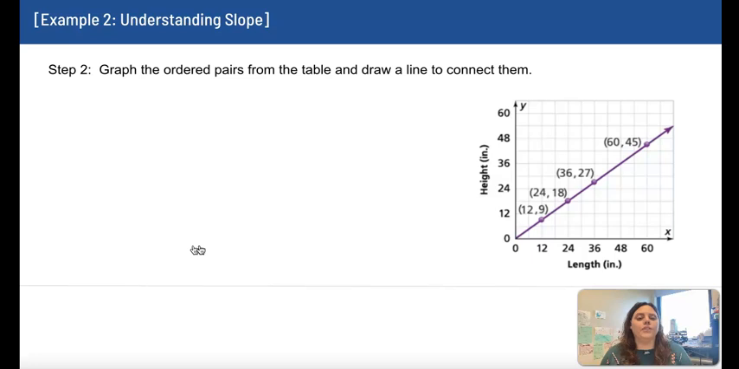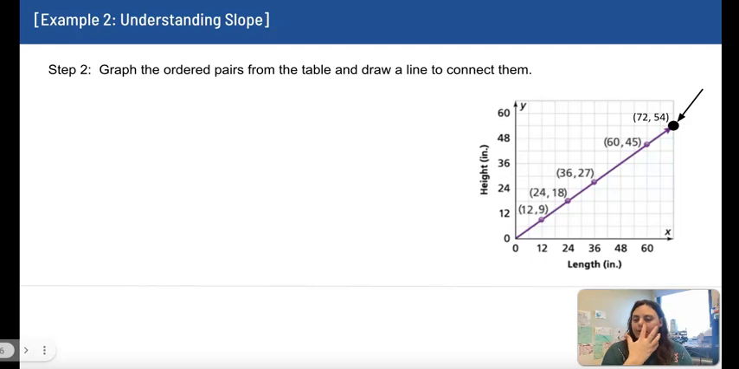Now, I want to graph the ordered pairs from the table and draw a line to connect them. This can help me actually visualize the line and see where it's going. Now, I can see that that line extends a little bit further. This is where I want to put a point because 6 feet is 72 inches, and when you add 12 to 60, you get 72. So this next point is the point that I want to focus on.